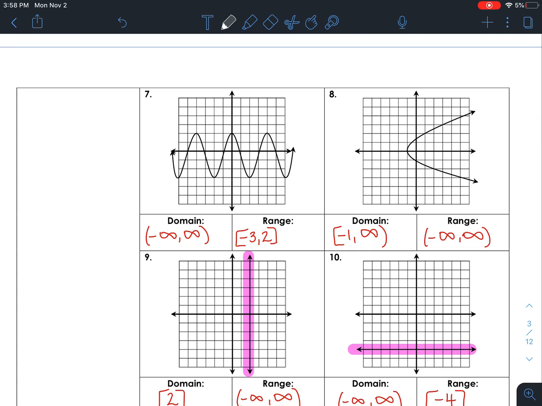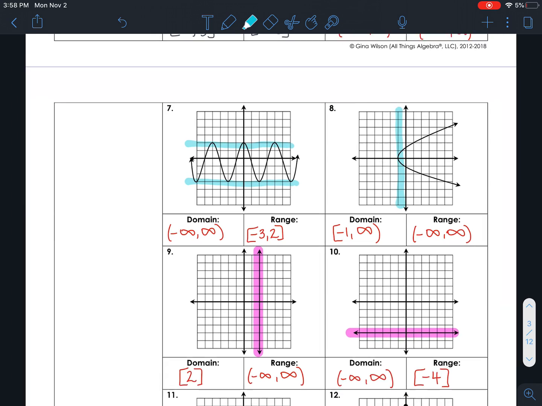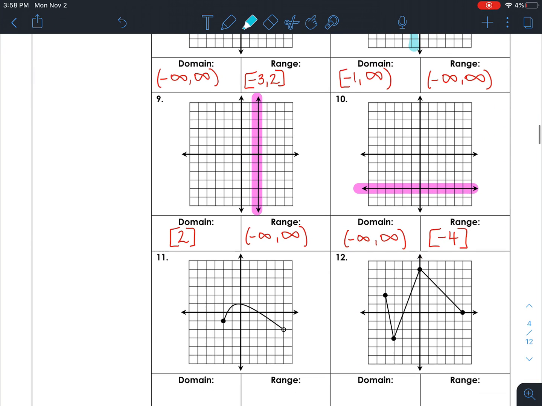7, again, those arrows mean it's going left and right forever. However, we see that the top and bottom of my function here don't exceed -3 and 2. So that's going to be my range. For 8, my function starts here at -1, but will continue on forever. And as it's continuing on there forever for my domain, the range is also increasing up and increasing down, so that's negative infinity to positive infinity.